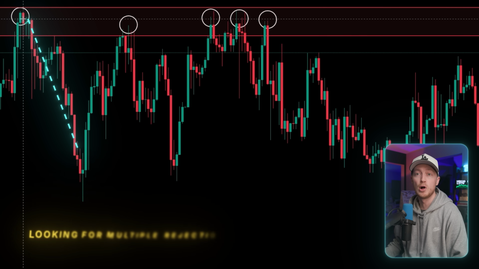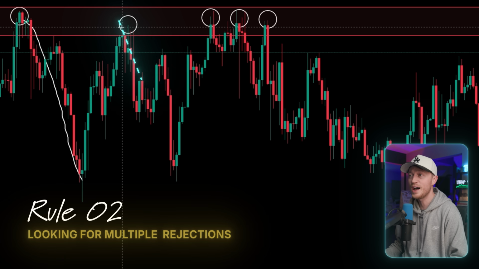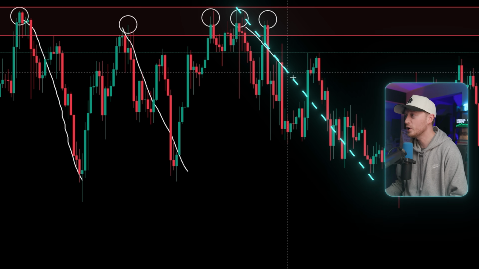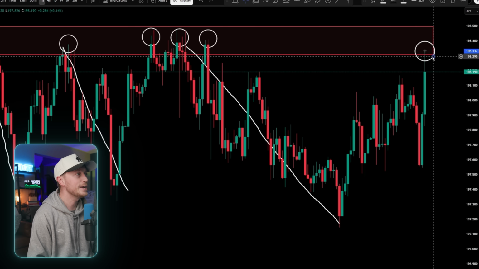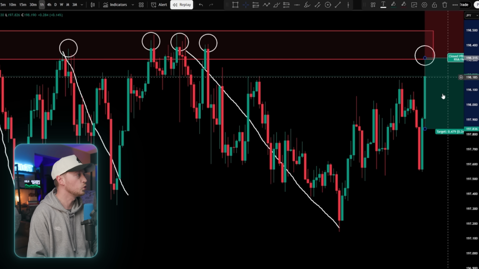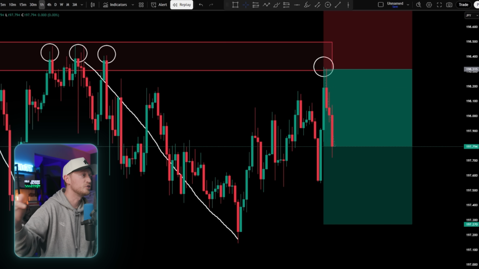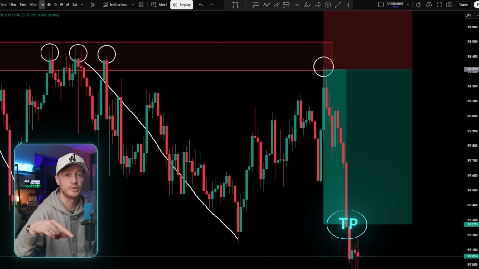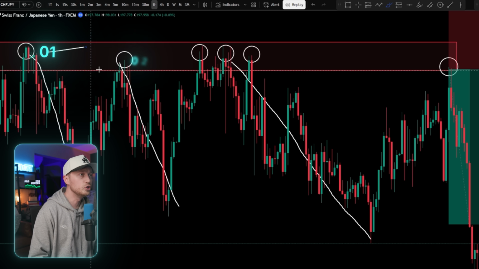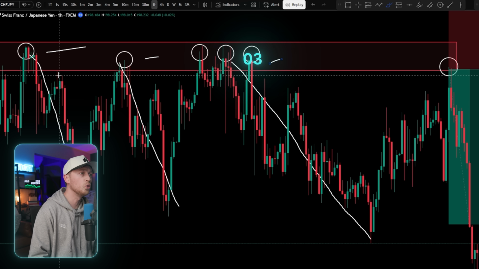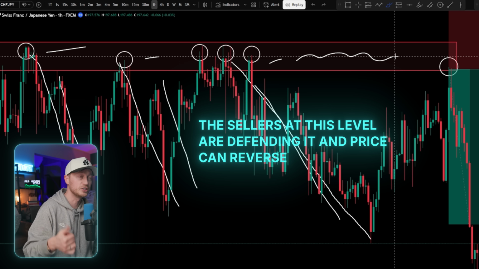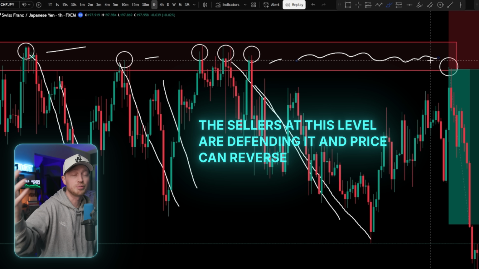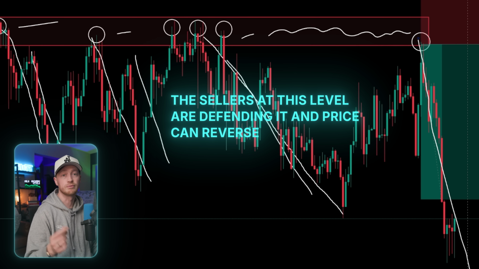Next, I'm looking for multiple reactions, right? One touch doesn't mean anything. I want to see this zone being hit multiple times, so when it comes back to that level again, I have the confidence to go short and obviously have that trade go ahead and smash my take profit. When I'm getting 1, 2, 3 touches, all with significant strength, it tells me the sellers at this level of resistance are defending it and that price has already proven it can reverse.